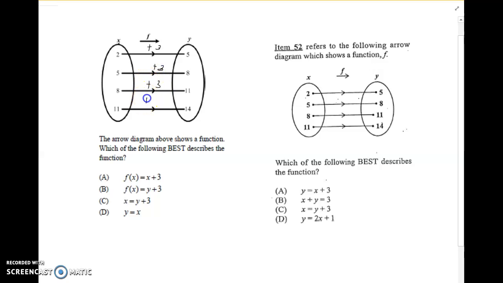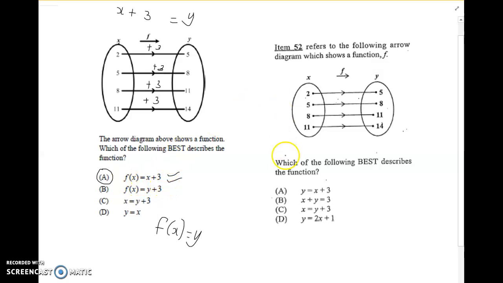So let's see which ones describe that, right? So it says that we are adding x plus 3 gives me my y value. That's what it means. So it basically means x plus 3 equals y values, right? So which one says that? So it's actually the first one here, because remember I told you in a previous question that f of x is the same thing as y, right? So just a different way to write it. F of x equals x plus 3, right?